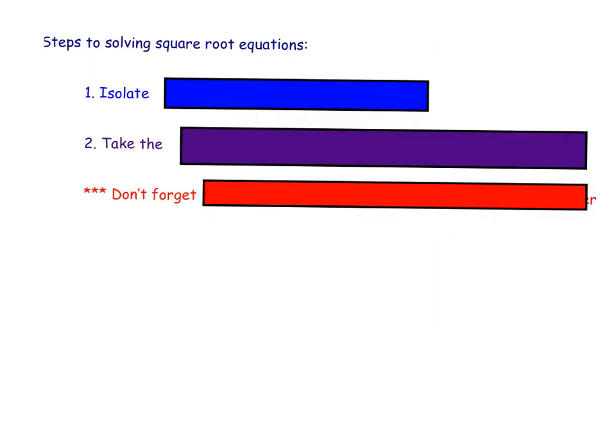All right, so let's write down the steps to solving square root equations. You're going to isolate the x squared on a side by itself by working backwards.